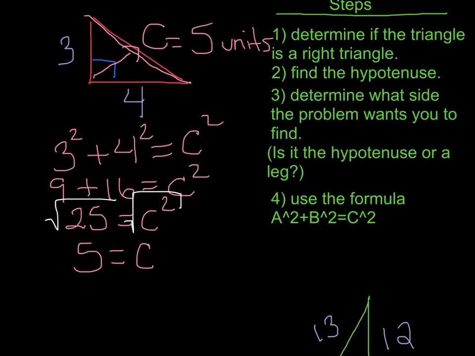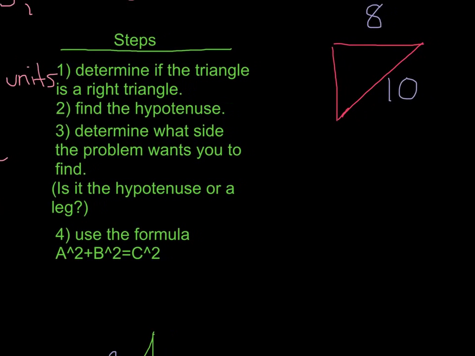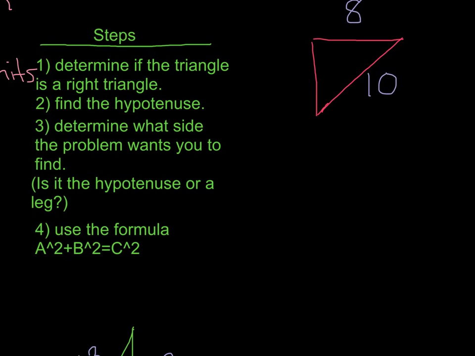Okay, let's go ahead and do another example. I'm going to leave my steps there. So step 1 again says determine if the triangle is a right triangle. Okay, so I'm looking at my triangle and I can see that I have a 90-degree angle there. Okay. Number 2 says find the hypotenuse.